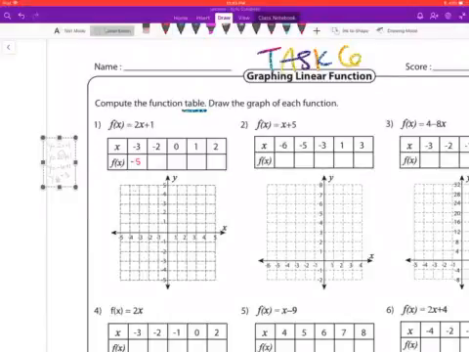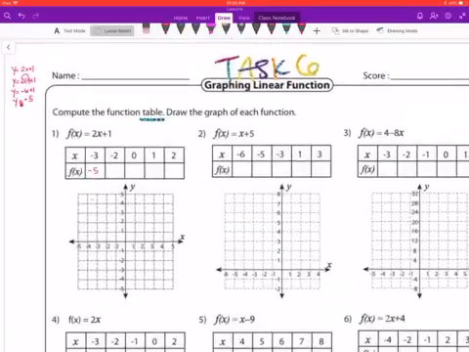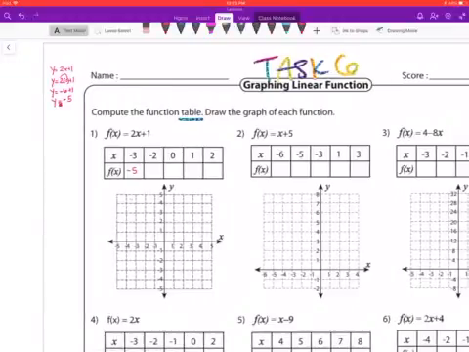So same thing, right? I'm going to move that up here. Okay, next one. Y equals 2x plus 1. Take your x, multiply it by 2, and then add 1. So take your x. What's negative 2 times 2? It's negative 4. Plus 1, negative 3.